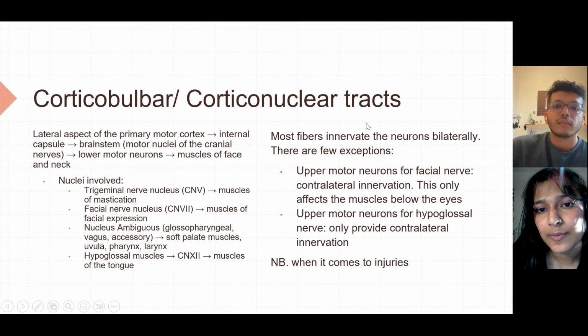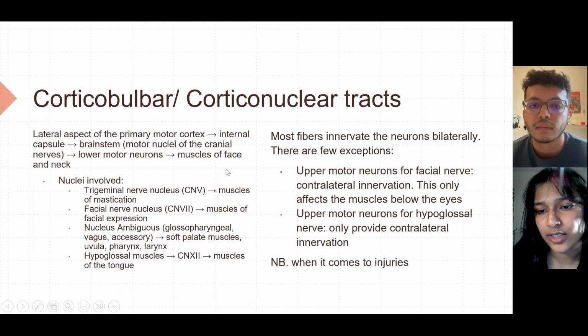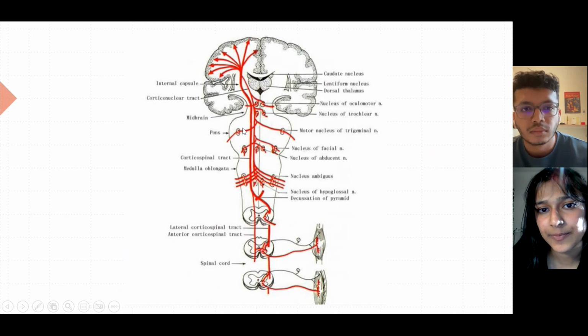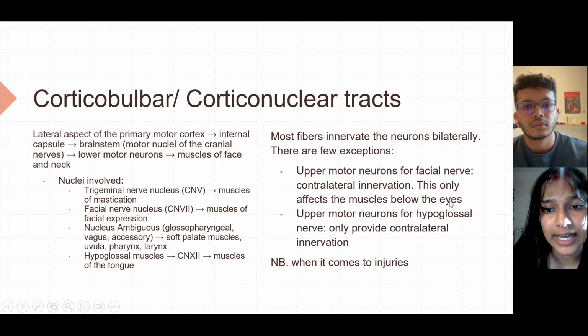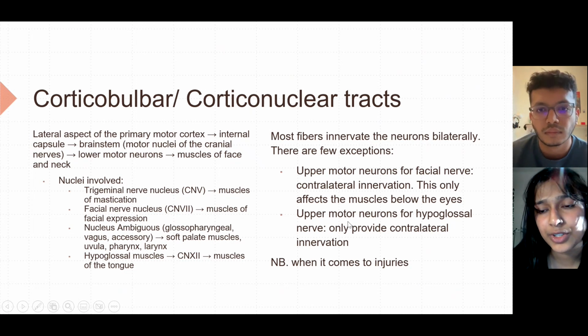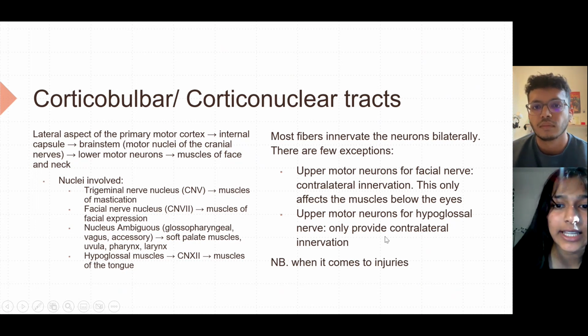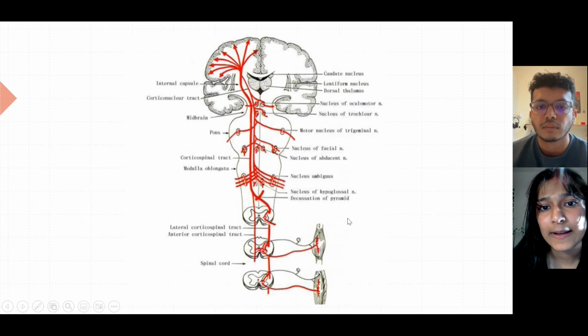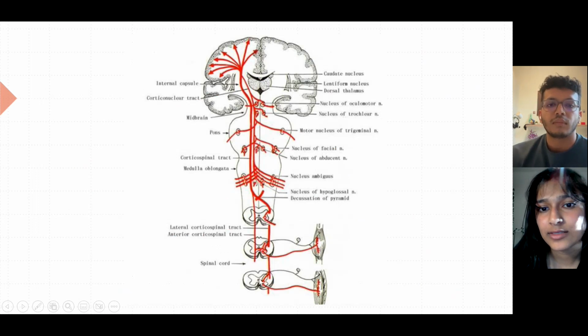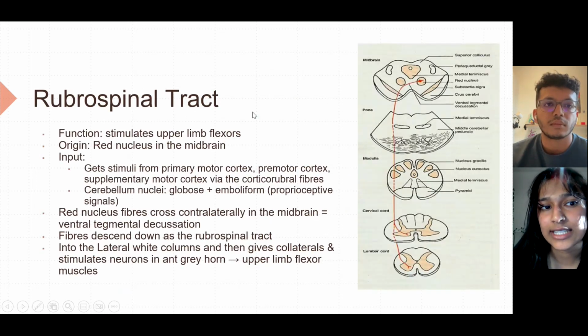And so most of these fibers, when they go down, I think you can see it in the picture, innervate bilaterally, but there are a few exceptions, and I've mentioned them here. So there's the upper motor neurons for the facial nerve. This one only affects the muscles that are below the eyes, and the motor neurons for the hypoglossal nerve as well. They, again, have contralateral innervation. And this is important when it comes to injuries, which Rohan will talk about later. So you can see them here. And that's that.